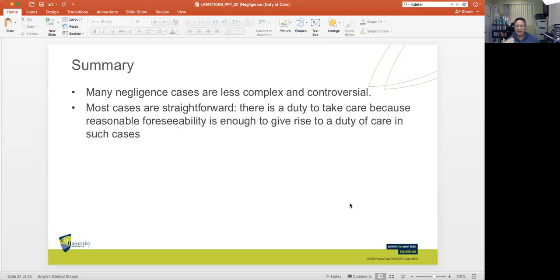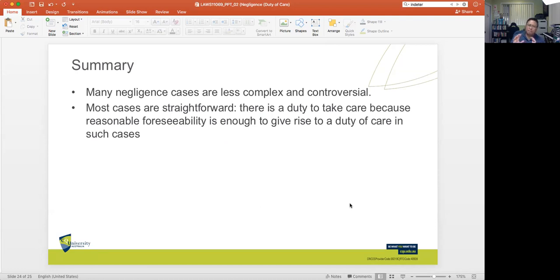We looked at Anns v Merton. We looked at the Caparo principle. We looked at the incremental approach. We looked at the salient features approach. We looked at the reasonable foreseeability approach, focusing on what exactly is reasonable under the circumstances, which makes us say that negligence cases can be quite difficult to litigate, and it can in fact be quite difficult for plaintiffs to establish success in an action for tort.